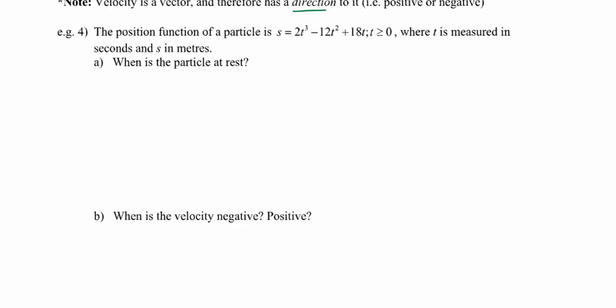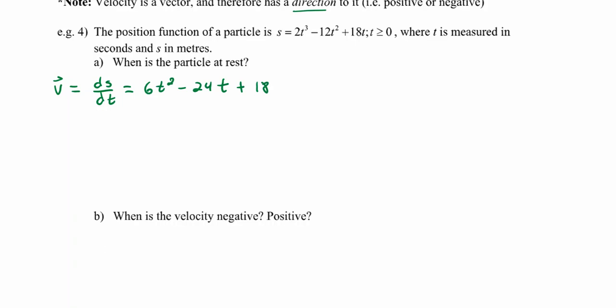So in this case, when is the particle at rest? We can figure out when it's at rest when the velocity is equal to 0. So step number 1, I have to figure out an equation for the velocity of this function, which means I have to take the derivative. So let's find v, which would just be equal to ds dt, the derivative of s with respect to t, which is equal to 6t squared minus 24t plus 18.